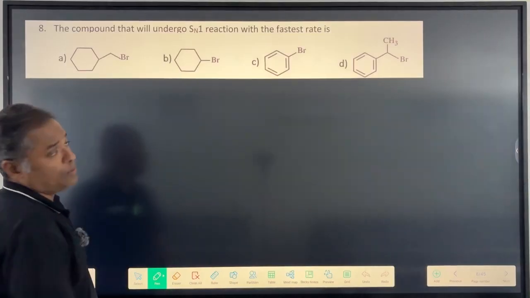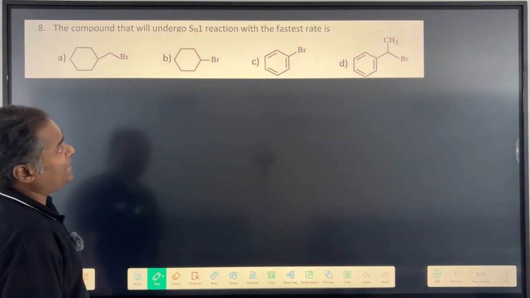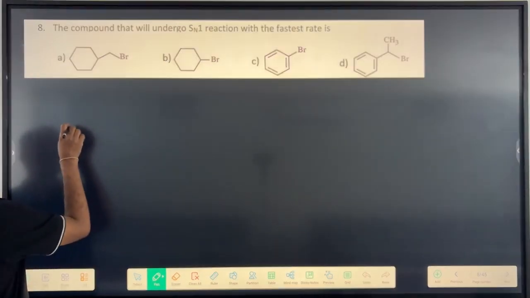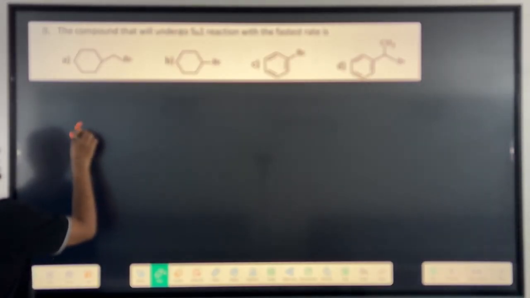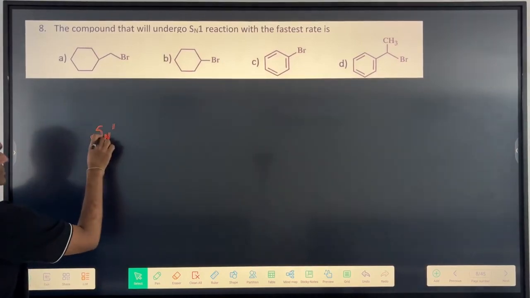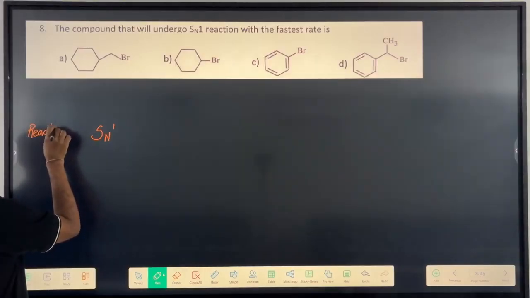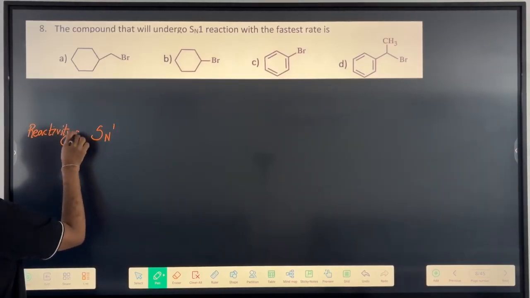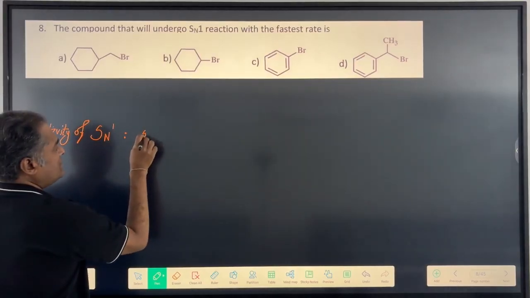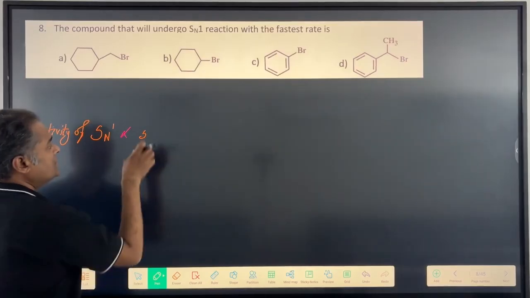Now, child, what have they given? The compound that will undergo SN1 reaction with the fastest rate. Now, child, when we talk about SN1 reaction, the reactivity of SN1 is nothing but directly proportional to what?